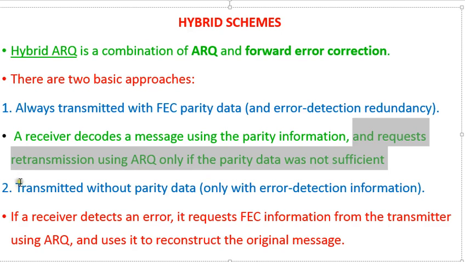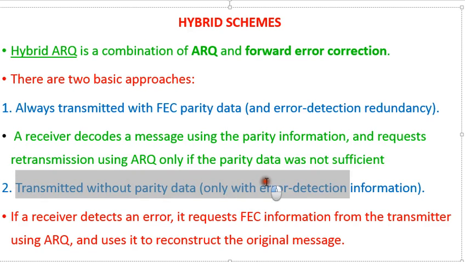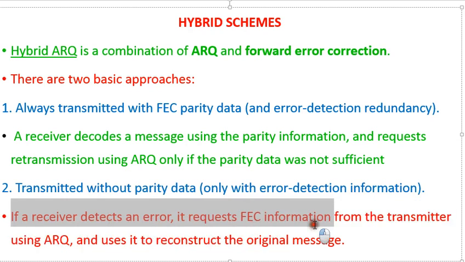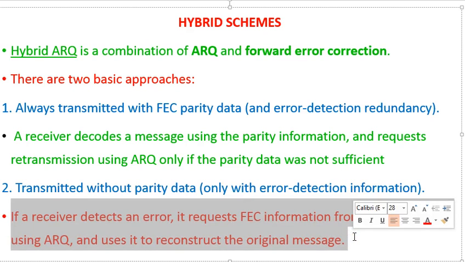Then the second one is transmitted without any parity data. It is only sent with error detection information. That is the data that the receiver will just use to know whether there is error or not. So in case it detects there is error, then the receiver will send an automatic request for the transmitter to resend that data correctly. This is what we call hybrid schemes.